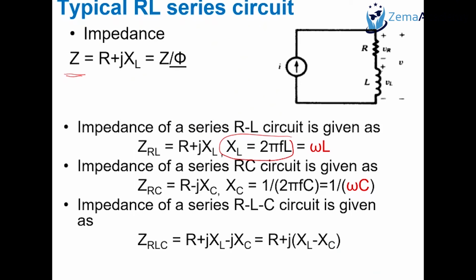And only AC sources have a frequency. If it's a DC source, frequency is 0, which means XL becomes 0. And therefore that element offers 0 reactance, which is the same as having a short circuit. And in a capacitor, it's 1 over 2 pi f C. So when frequency is 0, 1 over 0 becomes infinite, which means the capacitor acts as an open circuit or a large resistance. And that's called the rectangular form, or Cartesian form, of writing.